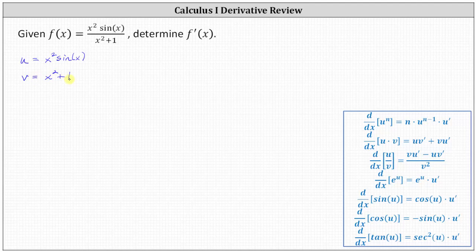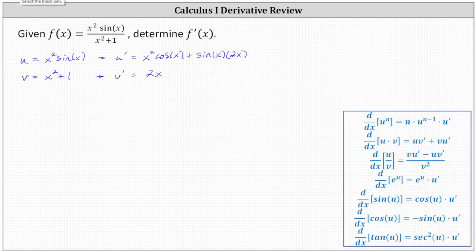Let's go ahead and find u prime and v prime now, because we'll need those to apply the quotient rule. Also notice to find u prime, we need to apply the product rule, because u is a product of two functions of x. Applying the product rule, the derivative is equal to the first function, x squared, times the derivative of the second function, which is the derivative of sine x, which is cosine x, and then plus the second function, sine x, times the derivative of the first function, which is the derivative of x squared, which is 2x. And we also need to find v prime. V prime is equal to the derivative of x squared plus 1, which is 2x.